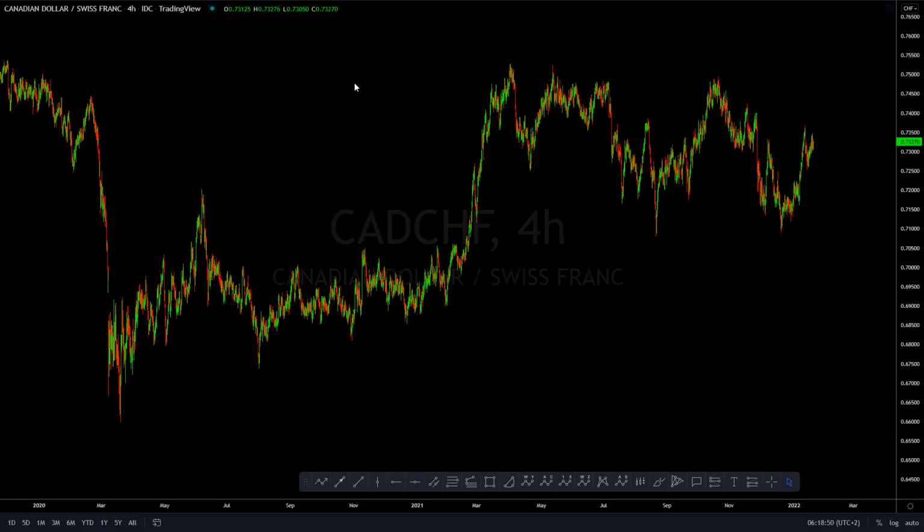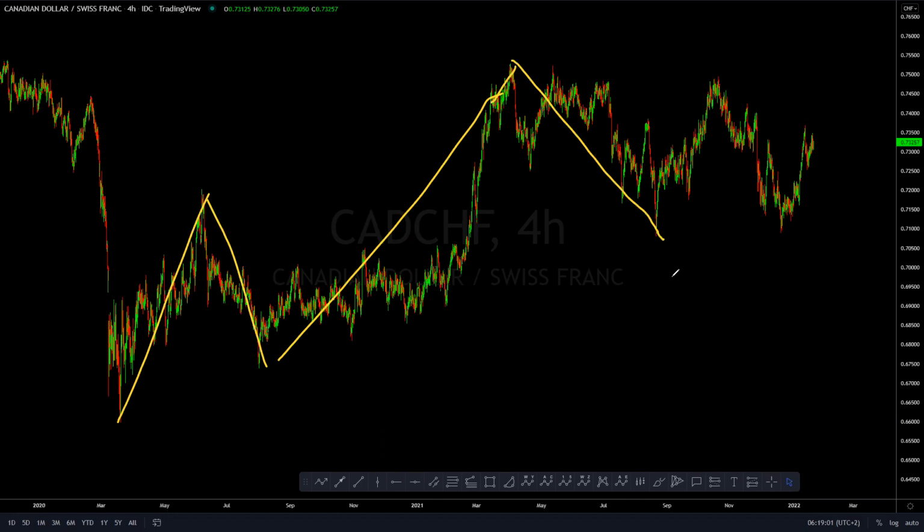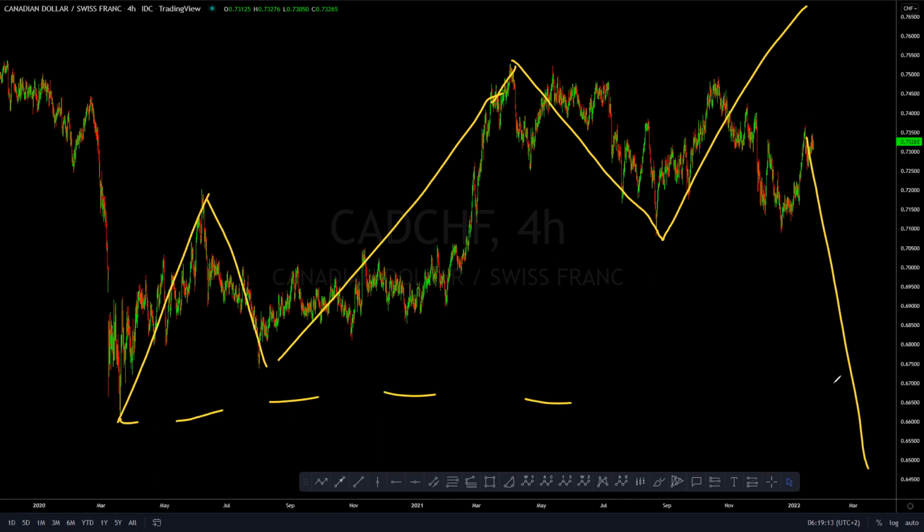So far, it's very evident that we have a high, a low, a higher high, and then a higher low up to here. The question is, are we going to see another higher high or are we going to see more downside below this low here?